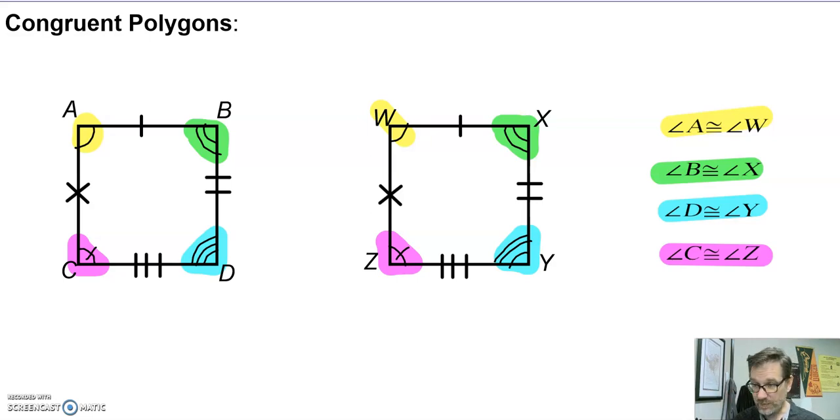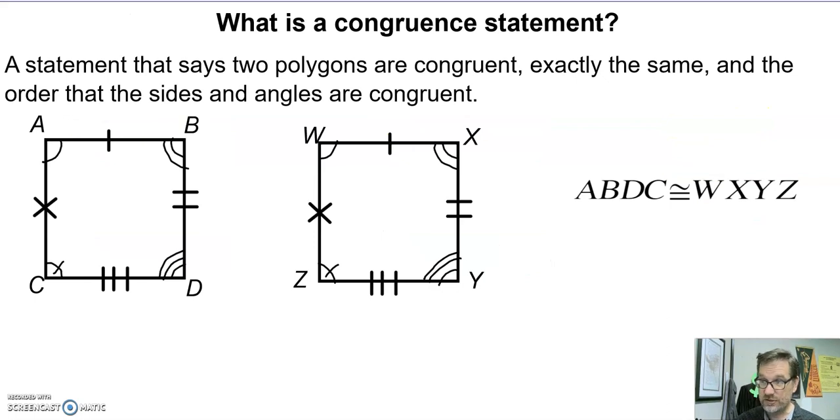Now, what are we going to do with that information? I can tell you this, we're going to make a congruent statement, and we will deal with this more when we come back from fall break. A congruent statement is a statement that says two polygons are congruent, even if the polygons aren't marked. If you see this statement, these polygons are the same in this order.